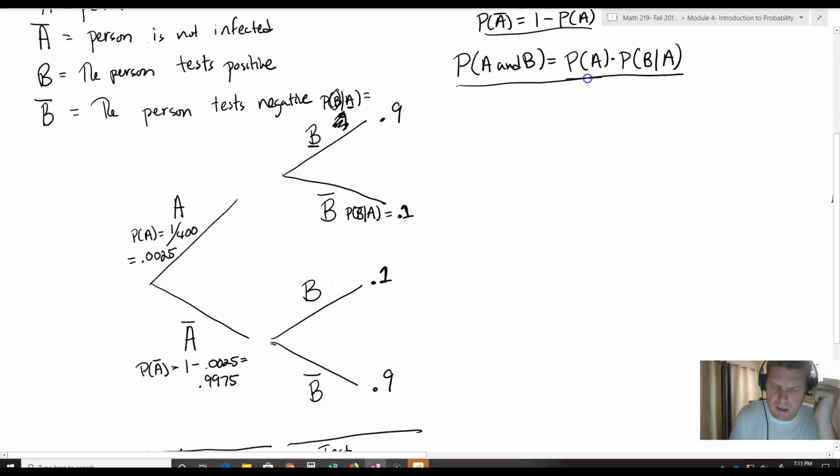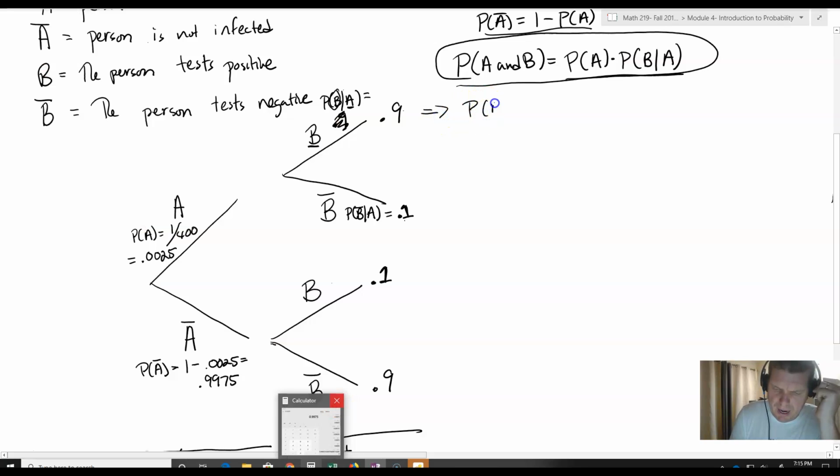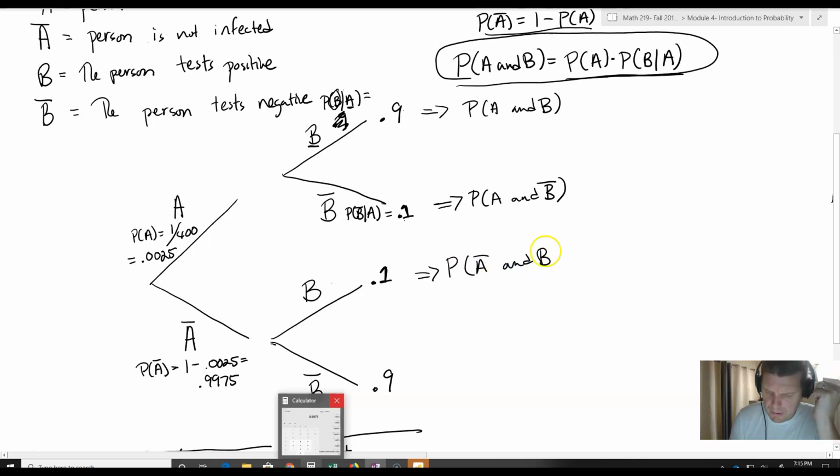So what we're going to do now is use this fact right here, this Bayesian probability: the probability of A and B is equal to the probability of A times the probability of B given A. We're going to multiply those two together to give me the probability of A and B, the probability of infected and positive, the probability of infected and negative, the probability of not infected and positive, and the probability of not infected and negative.